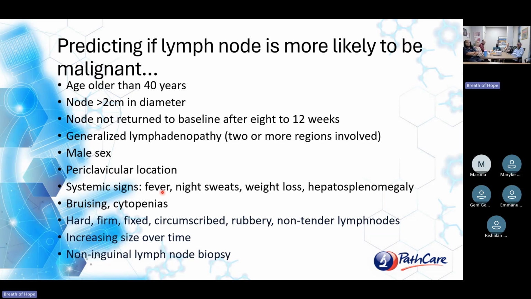If there are B symptoms, such as fevers, night sweats, weight loss, or if you can palpate hepatosplenomegaly. If there are cytopenias or bruising. If it's not tender, that's a bad sign. If they're very hard and rubbery and matted, those are bad signs. If they're increasing in size. Also avoid biopsying in the inguinal area. Go for the axilla or the neck if possible.